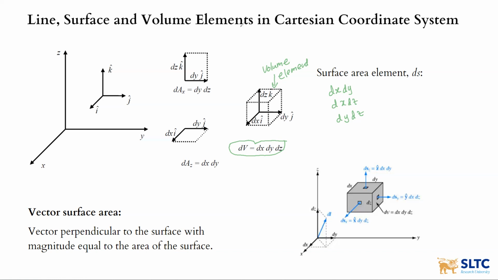Now we come to this very important definition. This is what I did not explain earlier, and it is the vector surface area. Vector surface area is the vector that is perpendicular to the surface with a magnitude equal to the area of the surface, right? So I will explain to you again. I will take another slide like this.